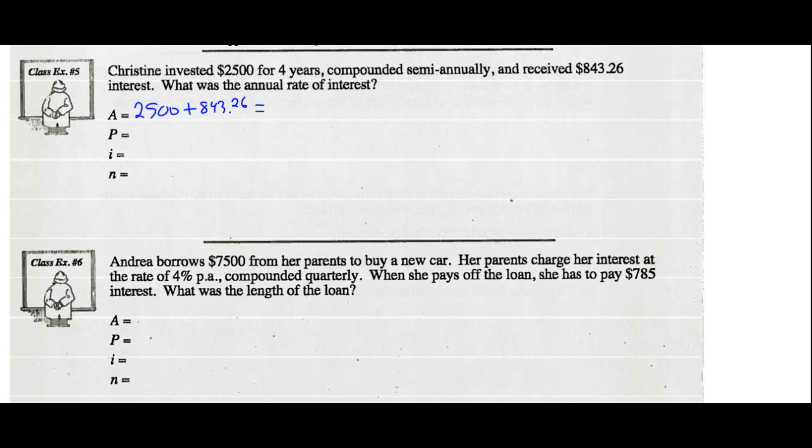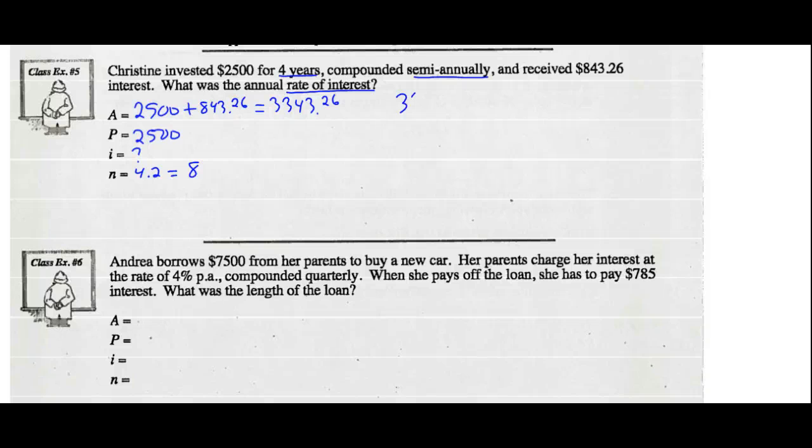So that final amount should be $3,343.26. We know what our principal was. That was $2,500. We're not sure what the interest rate was. That's what they're asking us. What's the annual rate of interest? So we have to figure out what I is. But we know it was compounded for 4 years semi-annually. So 4 years, twice a year, we know there's 8 compounding periods, 4 times 2.